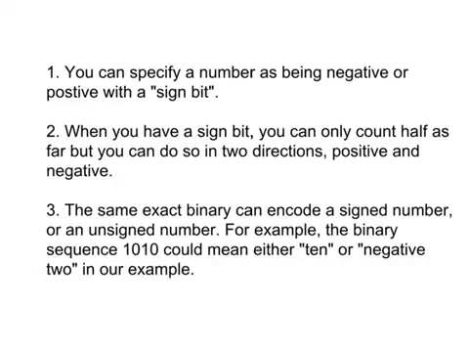Secondly, when you have a sign bit, you can only count half as far, but you can do so in 2 directions, positive and negative. And last, the same exact binary can encode a signed number or an unsigned number. For example, the binary sequence 1010 could mean 10, or it could mean -2.